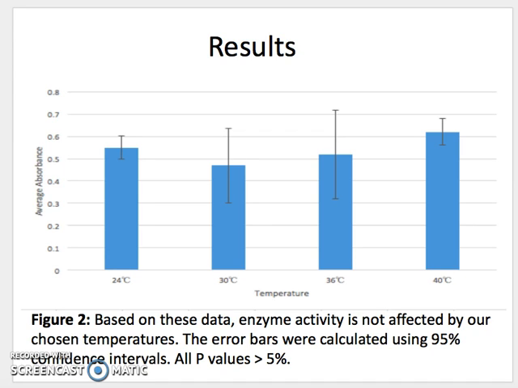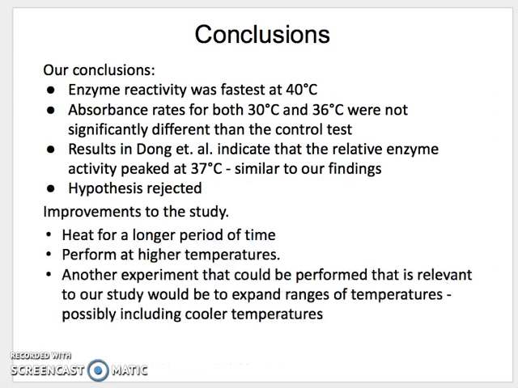The error bars were calculated at a 95 percent confidence level, and they show that there was no significant statistical change, and we know that because all of the error bars overlapped. All p-values were over 5%, and that means that the change in temperature did not show any statistical difference.